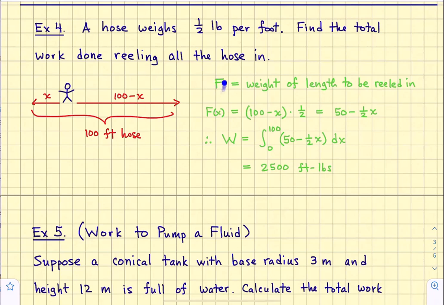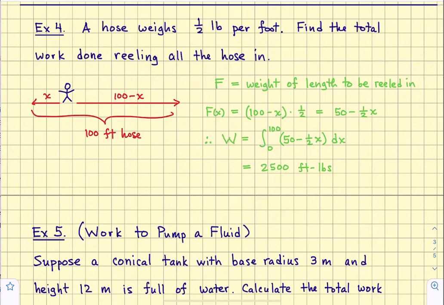And so the force that we have to deal with here is just the weight of the length that is yet to be reeled in. If we've yet to reel in 100 minus x feet of hose, and we know that it weighs 1/2 pound per foot, then we just calculate the force as the weight, which is the length to be reeled in times the weight per unit length. We multiply these two, we get 50 minus 1/2 x. This is our variable force function.